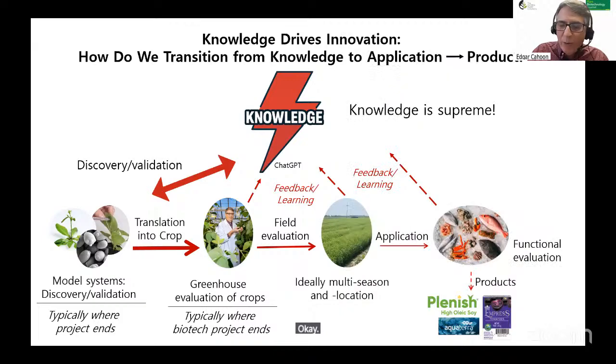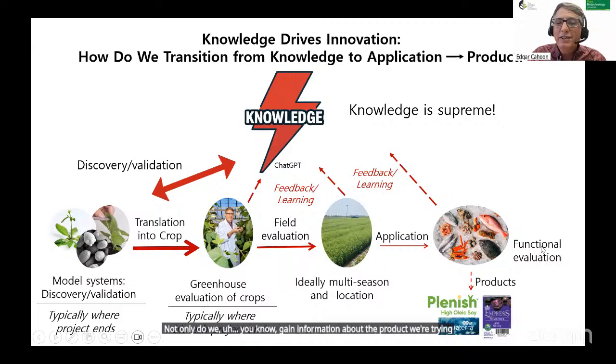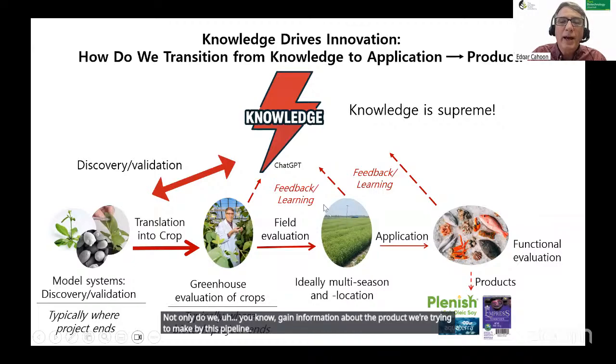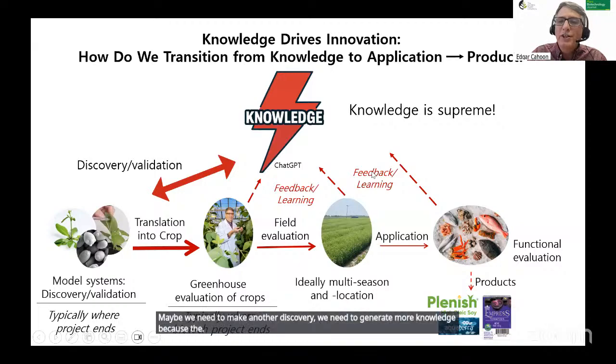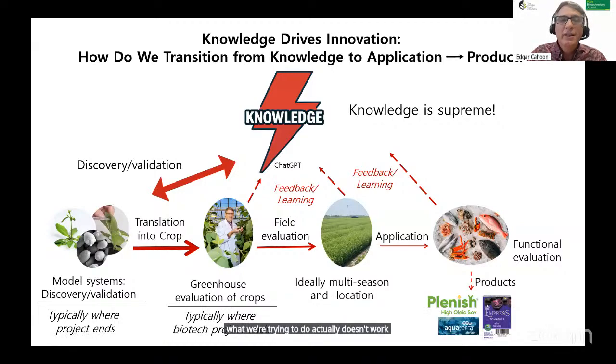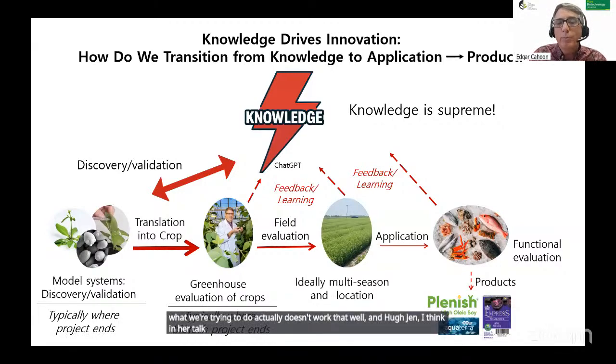Okay, and so what I want to emphasize here is that not only do we gain information about the product we're trying to make by this pipeline, but also there's feedback that goes into this. And so we learn from each of these steps. Often what we find is that maybe the knowledge can be refined, maybe we need to make another discovery. We need to generate more knowledge because what we're trying to do actually doesn't work that well. And Hyojin, I think in her talk, she'll tell you more about that.